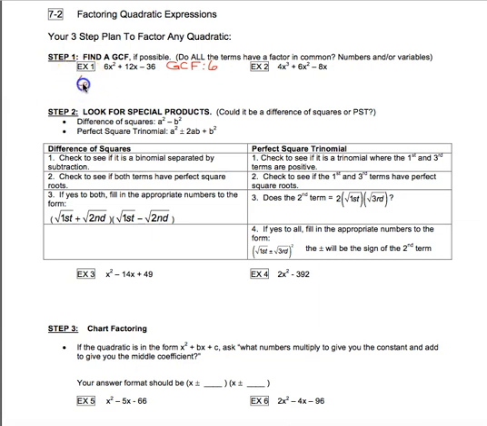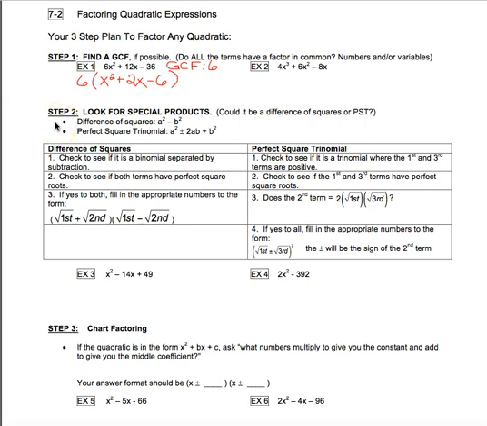Now, once you've found the GCF, the actual factoring part is to take that GCF and put it out in front. This is like reverse distributing. And now what we're doing is we're dividing each individual term by its GCF. So 6x squared divided by 6 would be x squared. 12x divided by 6 would be 2x. Negative 36 divided by 6 would be negative 6. And so then we would have our GCF factored quadratic here.